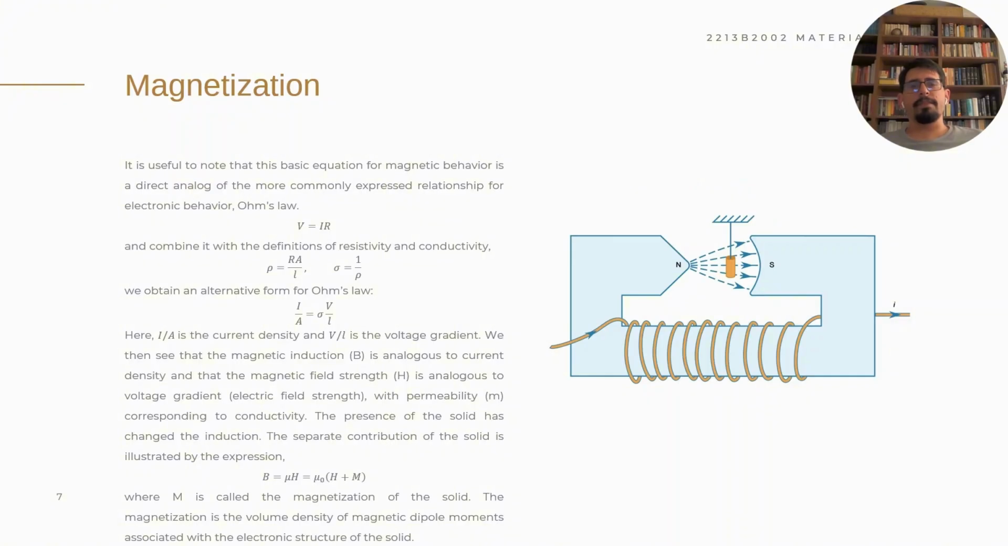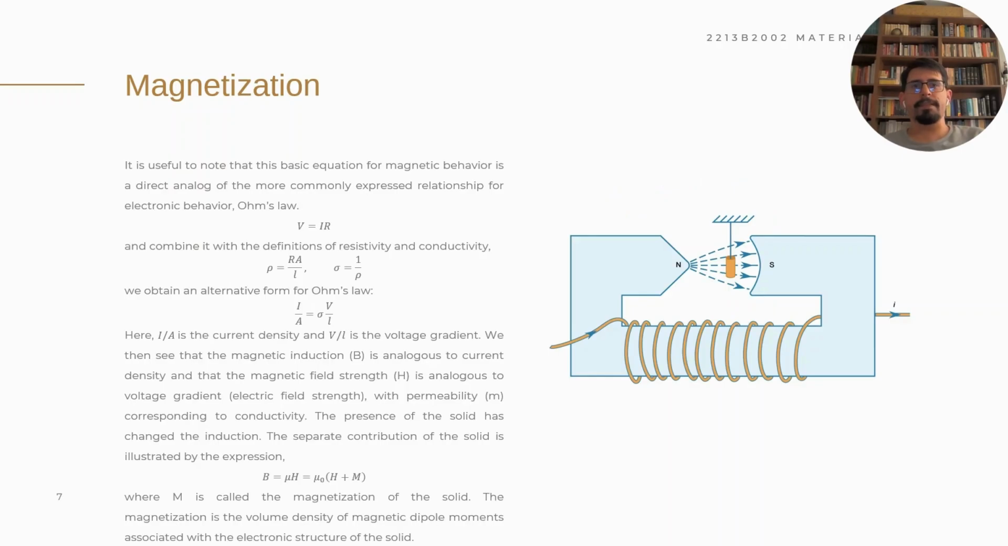Now, this part makes a cool connection between magnetism and something we already know well, Ohm's law from electricity. Ohm's law tells us that V equals I times R, voltage equals current times resistance. And with some substitutions from resistivity and conductivity, we get another form which compares current density with the voltage gradient. In magnetism, we draw a similar parallel. Magnetic induction, B, is like current density. Magnetic field strength, H, is the voltage gradient. And permeability, mu, is like conductivity.